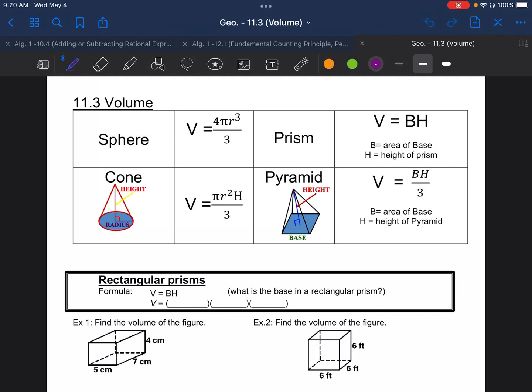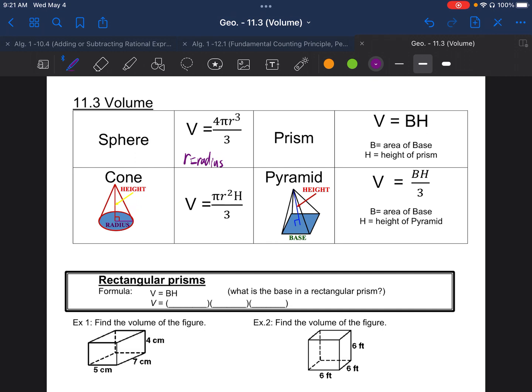Hello everyone, welcome to Geometry, Chapter 11, Section 3, Volume. So we're going to start off with just some volume formulas. The volume of a sphere, V for volume, capital V, is equal to 4 pi r cubed over 3, where r is once again the radius.